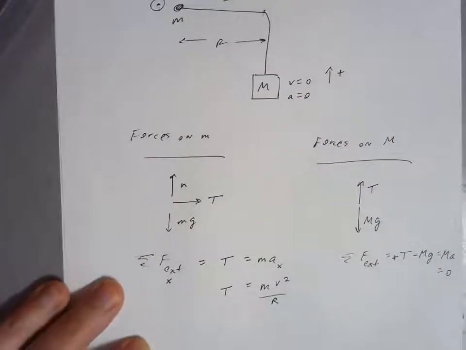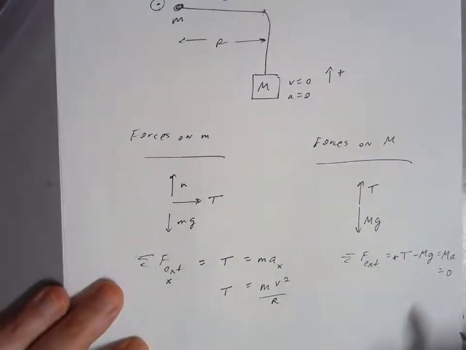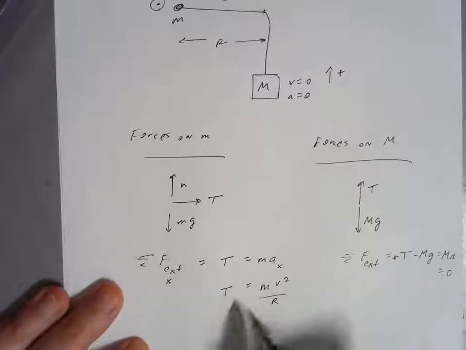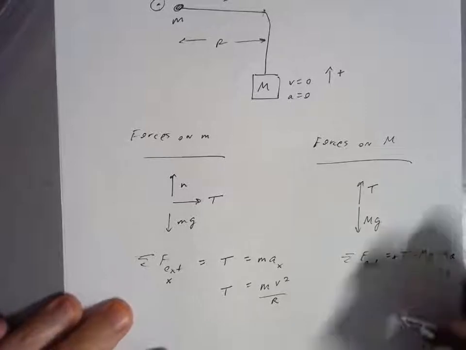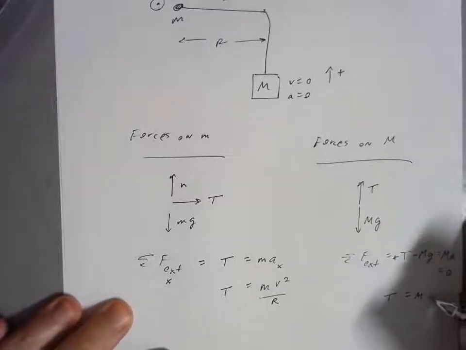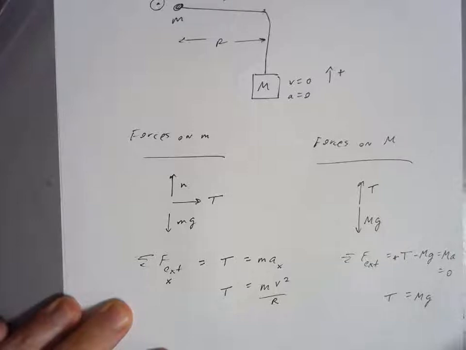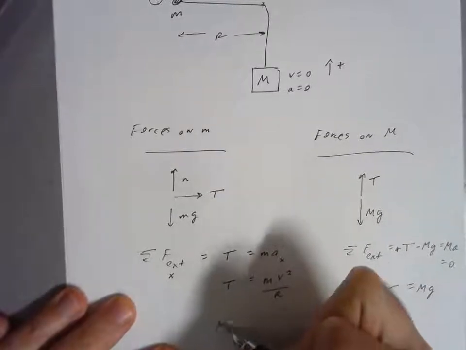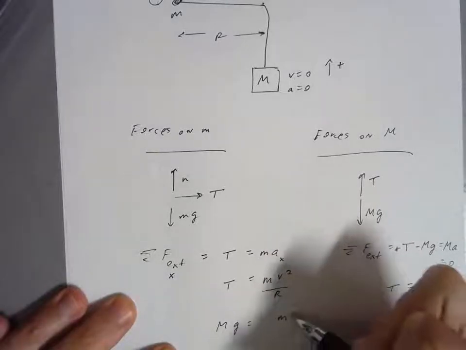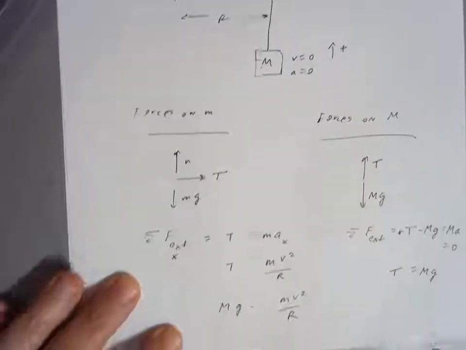So in this problem we've got two different masses and they're connected, so we know that the tension is the same pulling on both. And we have two different net force equations. Since we know that T is the same in both, we're just going to solve for T in this equation. T is equal to Mg. And then we can substitute that into the other equation because it's the same tension. So I get capital Mg is equal to little m v squared over r.